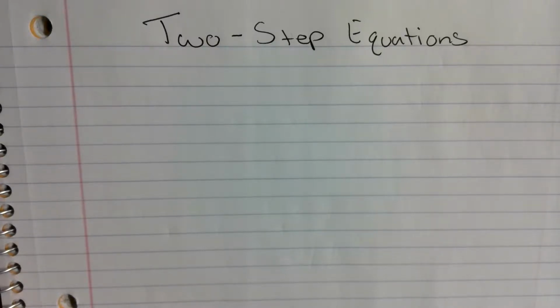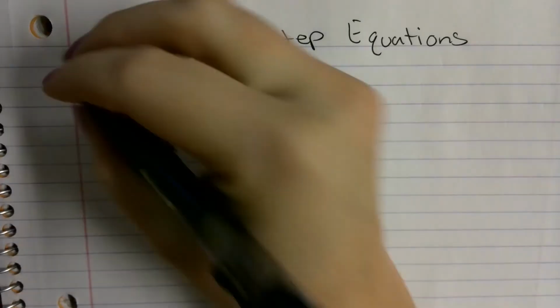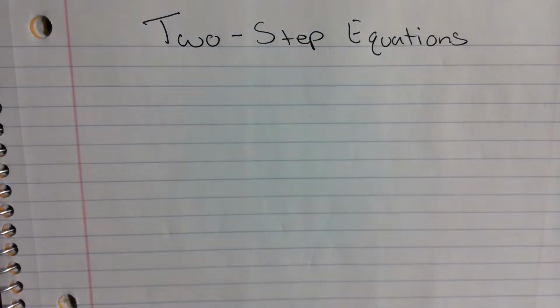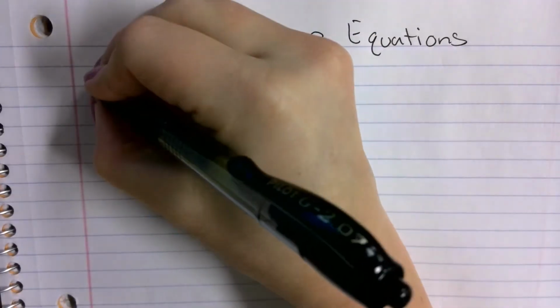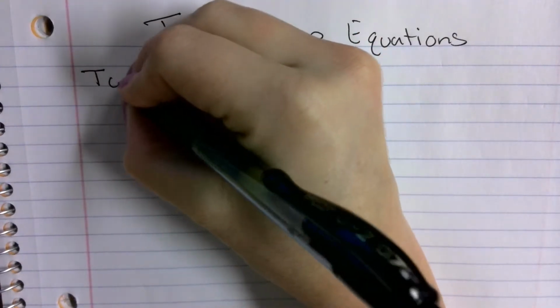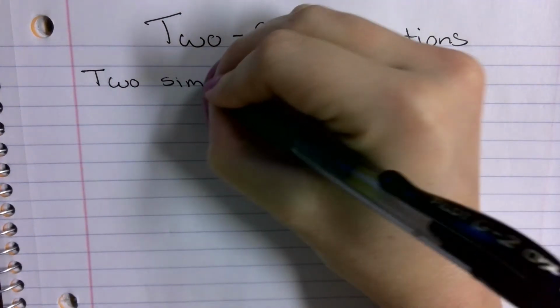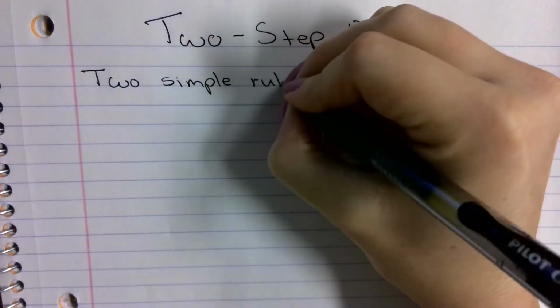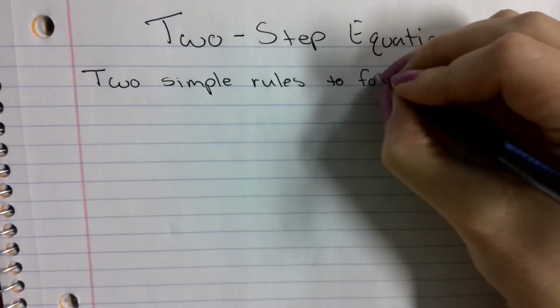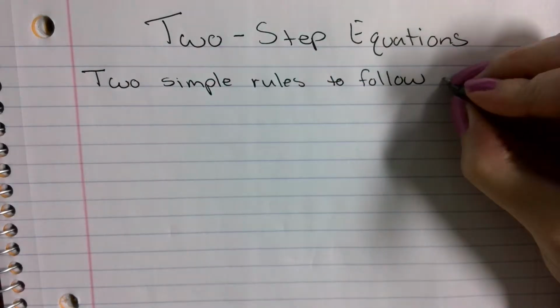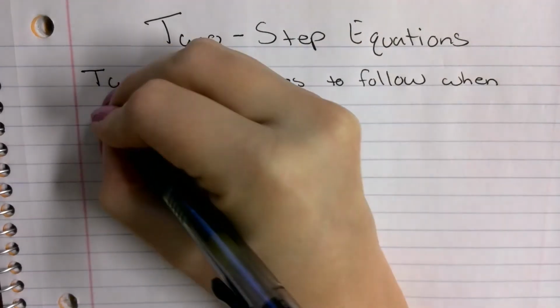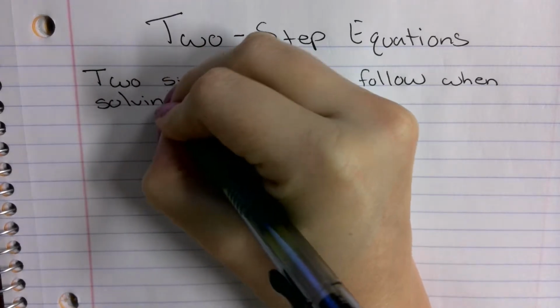All right, so with two-step equations, again, you're just performing two inverse operations in order to be able to solve for the variable, the missing value. And we've got a couple of different setups or scenarios for two-step equations. So again, with the two-step, it's just two simple rules to follow when solving two-step equations.